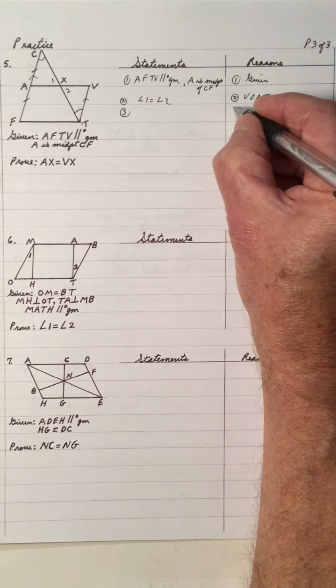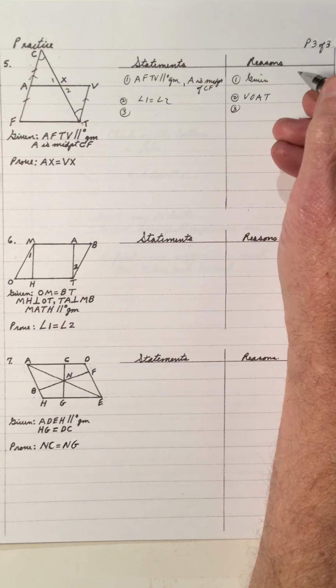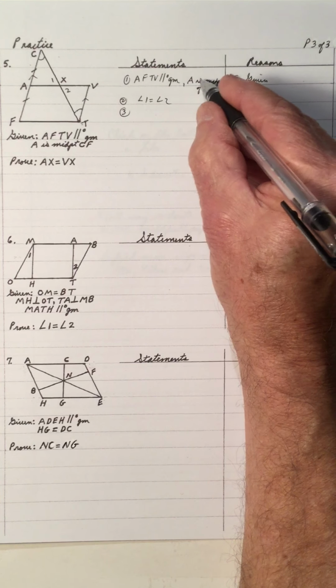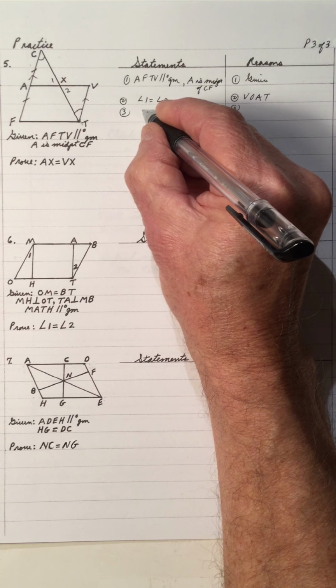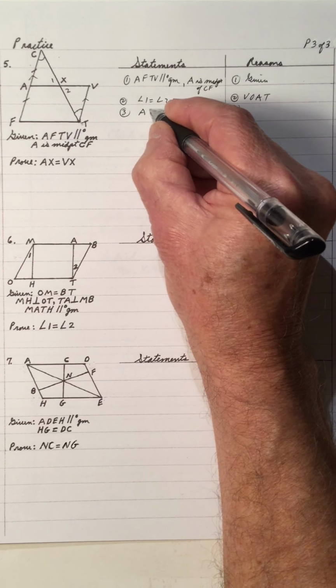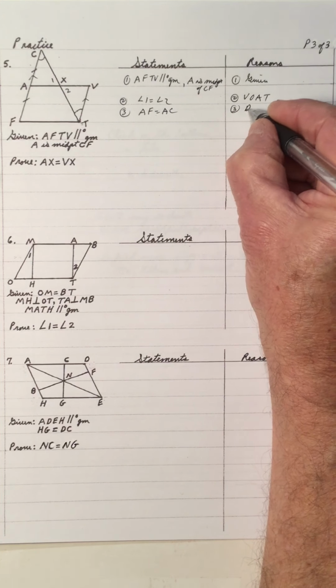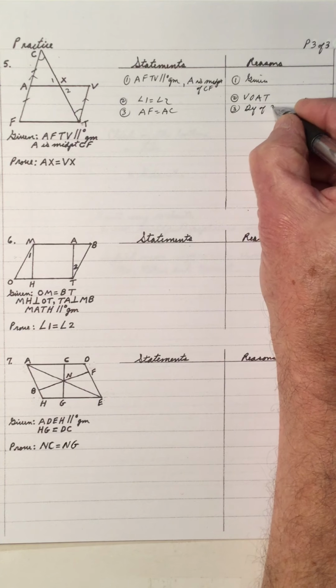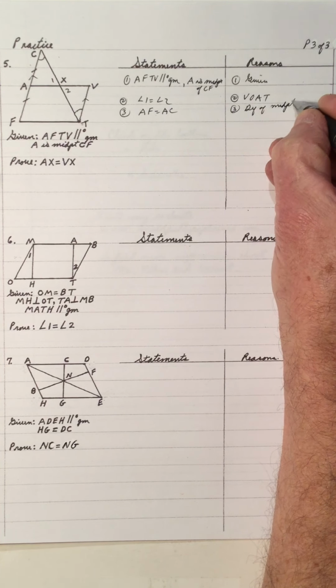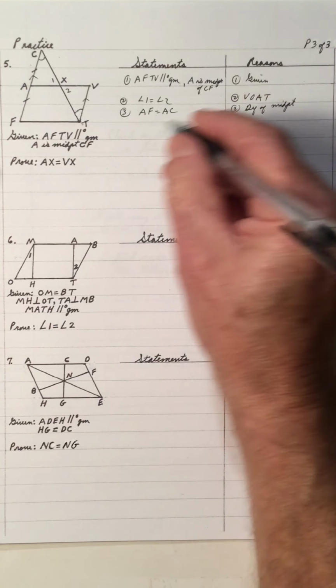Number 3, I have A is a midpoint, so let's do that. AF equals AC, definition of a midpoint. If you have a midpoint, then the two parts of the segments are equal.